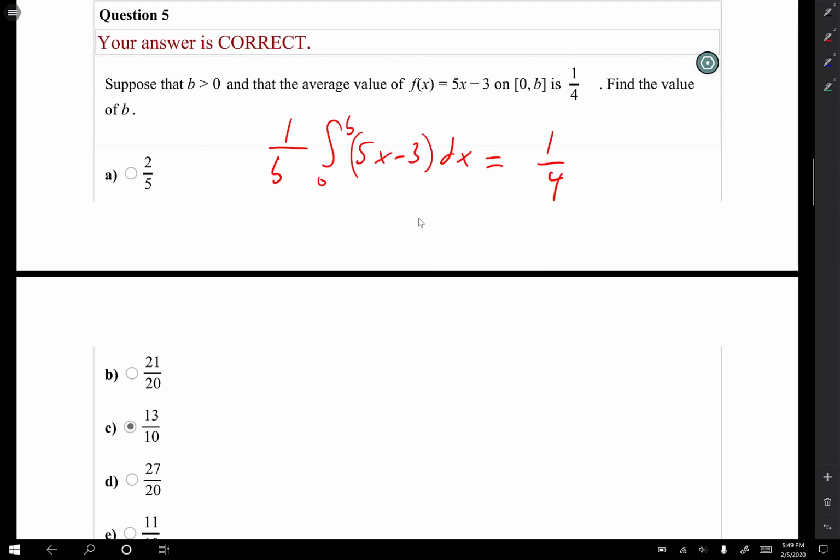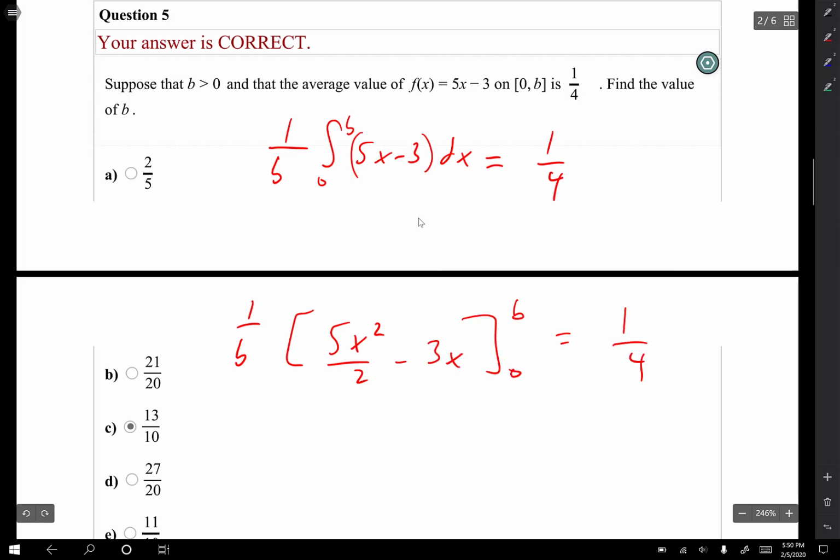Average value. Okay, so what I'm going to do is multiply both sides by b, guys. Oh no, I'm going to leave the b there. 1 over b, and an antiderivative of 5x is 5x squared over 2 minus 3x. Evaluate this from 0 to b, and all that still equals 1/4. So I don't have to worry about the 0, so let's plug in b. So 5b squared over 2 minus 3b, and all that equals 1/4.